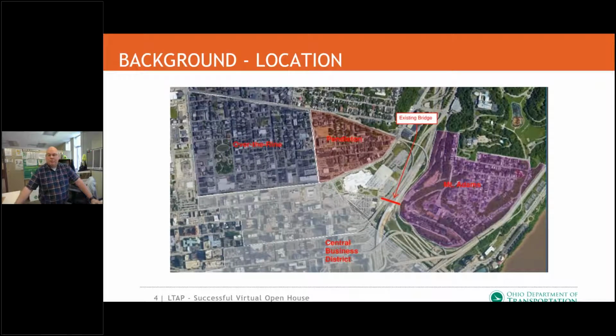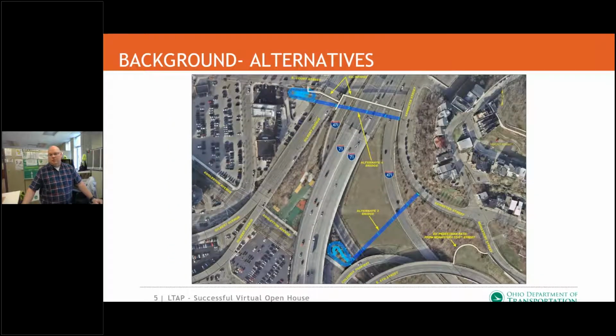So the background about the project is we have an existing pedestrian bridge that crosses I-71 that separates the community of Mount Adams from the surrounding communities. So it's in a very urban area, but the principles of this virtual public open house meeting can be applied to all types of project settings, either suburban or rural. It just so happens this one was a very urban area.